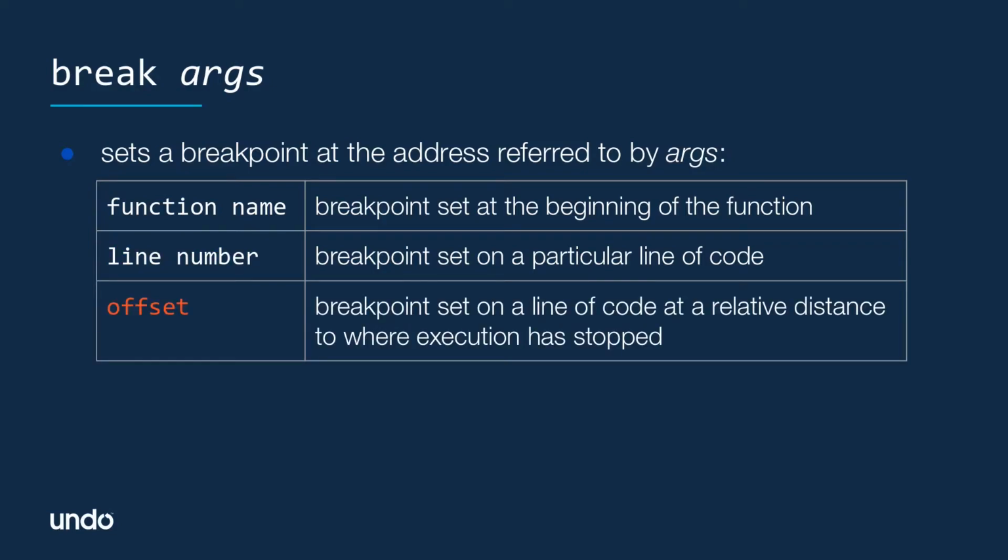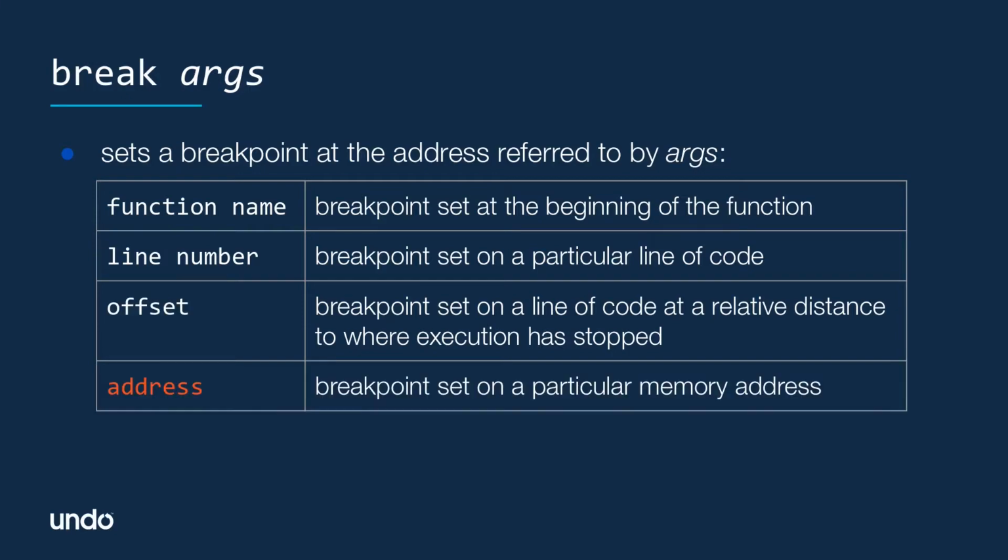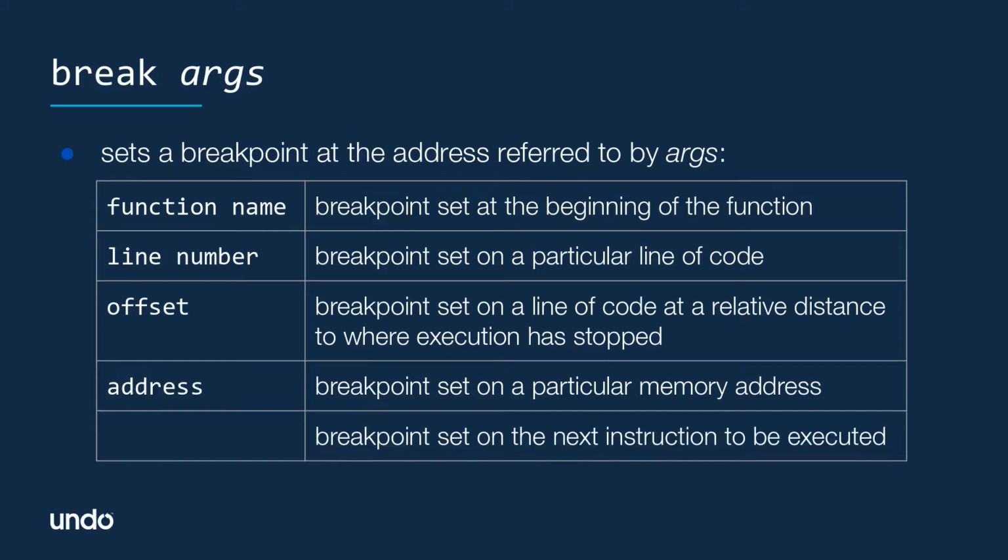An offset value. This represents the distance in lines of code from where execution has stopped towards the line where we want to set the breakpoint. A fourth option is to provide an instruction's address. Finally, we can even call break without any argument, in which case it will set a breakpoint on the next instruction to be executed.